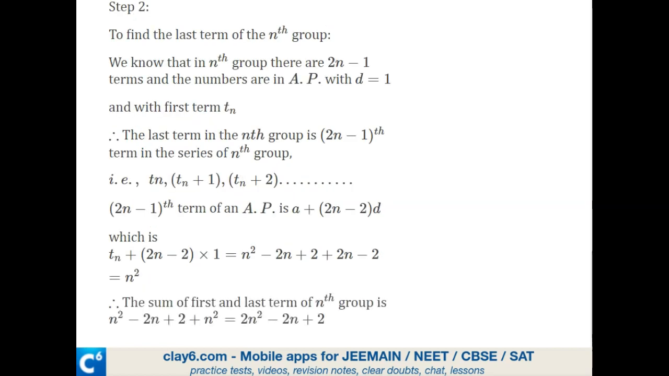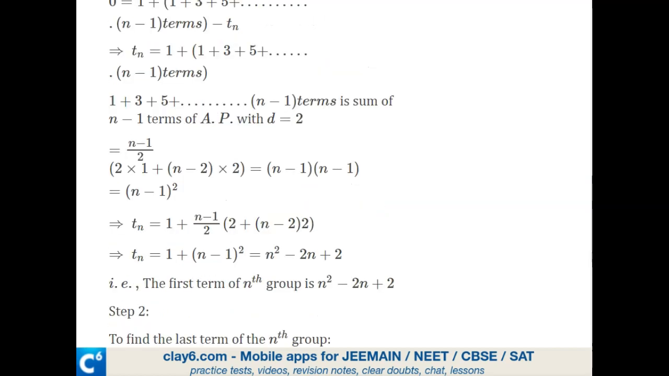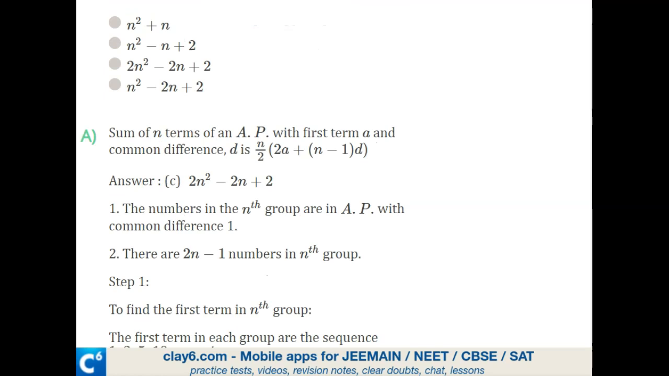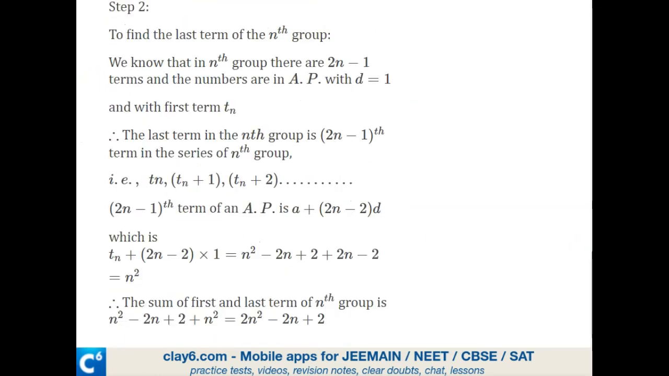Now the final answer is, what is the sum of the first and the last terms of the nth group, which is n square minus 2n plus 2 plus n square. We get 2n square minus 2n plus 2, and hence the answer is C, which is the third option given. So that completes the problem.